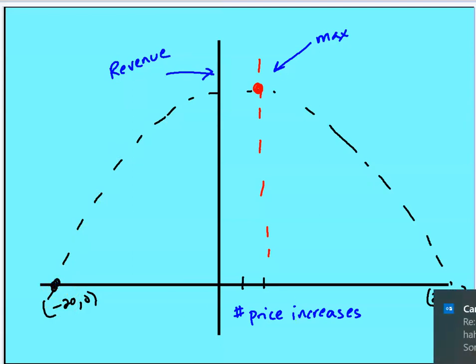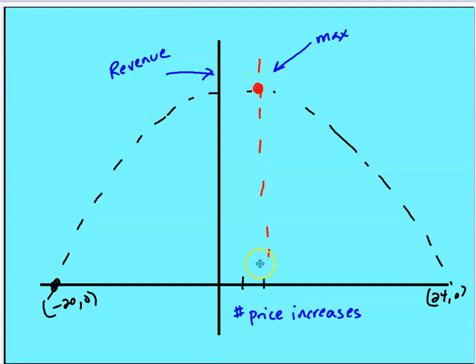And we don't want that because then there would be no revenue. And then there's price increases here to 24. And after 24 price increases at $44, then no one is going to be interested in buying that subscription. And so we're looking for this point here that's the maximum revenue.